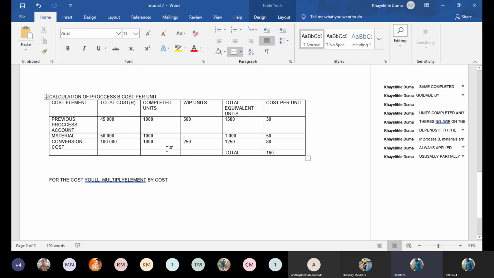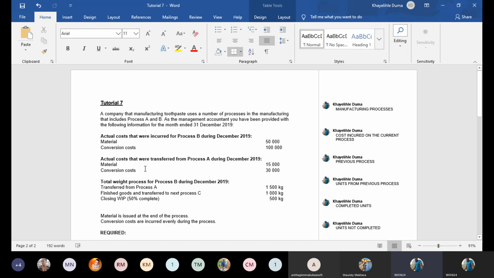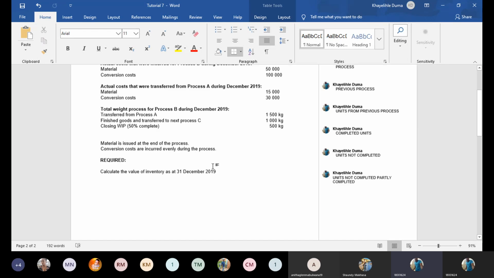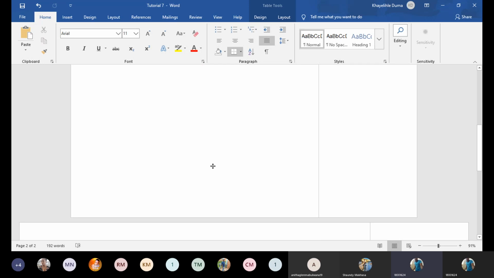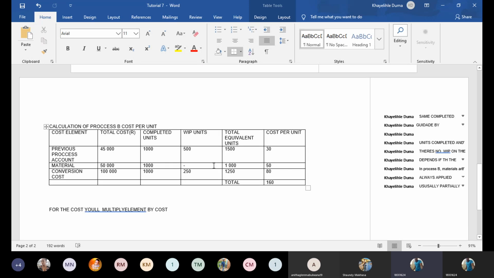And then after that, you'll add the cost, and then you get to this one. And then you get to what they are looking for, which is to calculate the value of inventory. Inventory is an asset account, right? It increases on the debit side. So what are you supposed to take on the debit side here? It's those things of material and conversion.